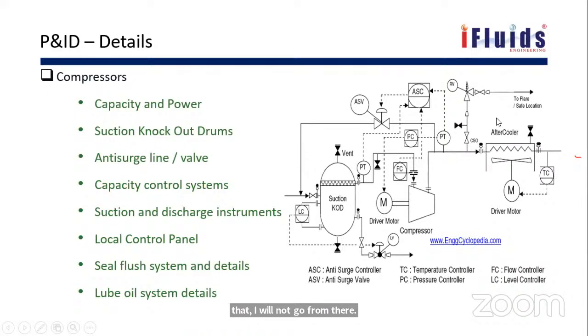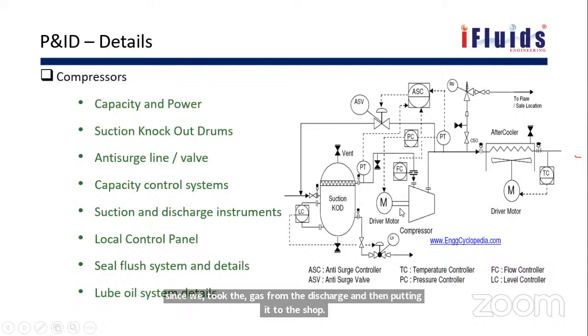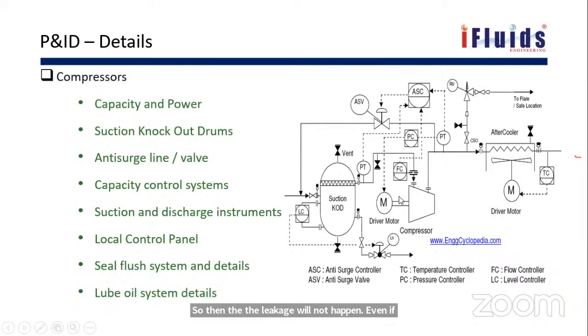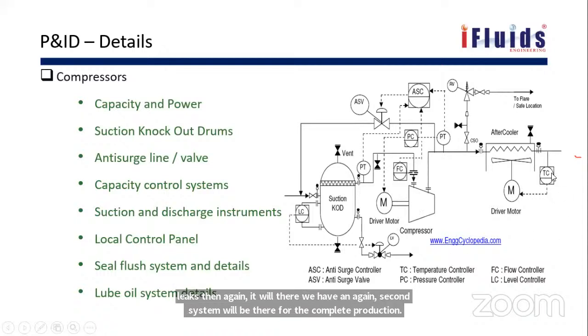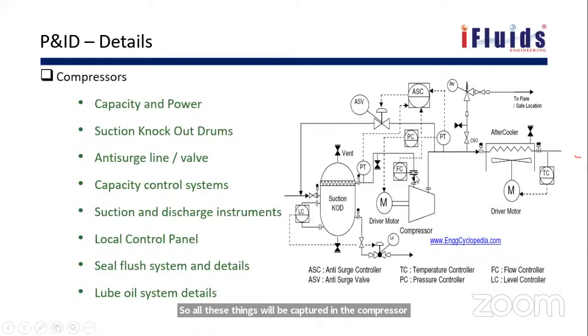Since we took the gas from the discharge and are putting it to the shaft, the leakage will not happen. Even if that leaks, there will again be a secondary seal system for complete protection. All those things will be captured in the compressor vendor P&IDs. This P&ID will show basic things, and then the detailed P&ID will be provided by the vendor.